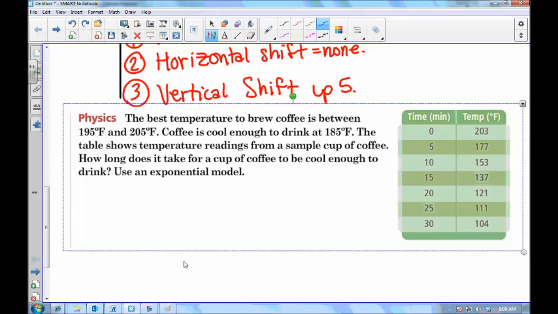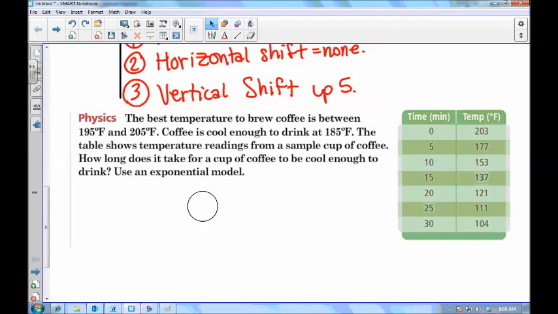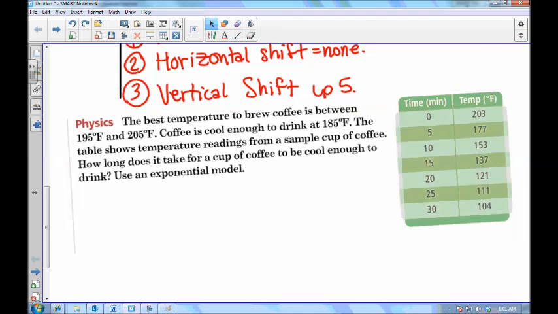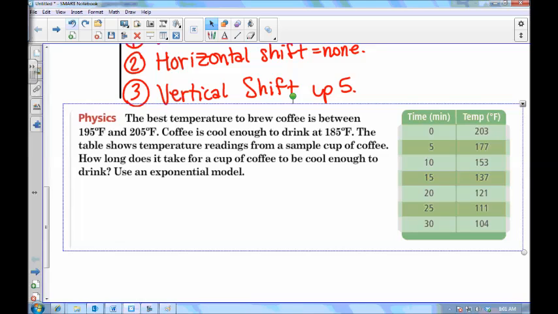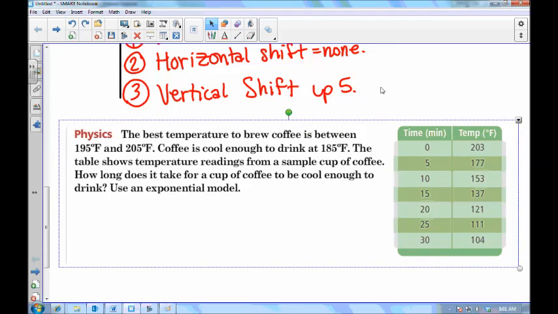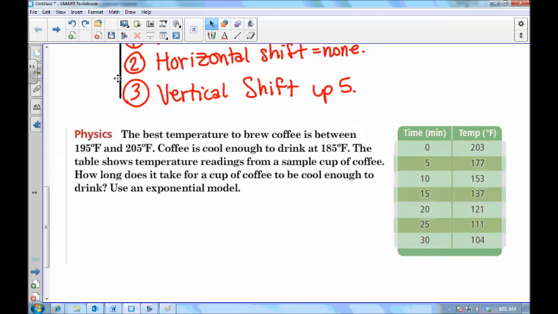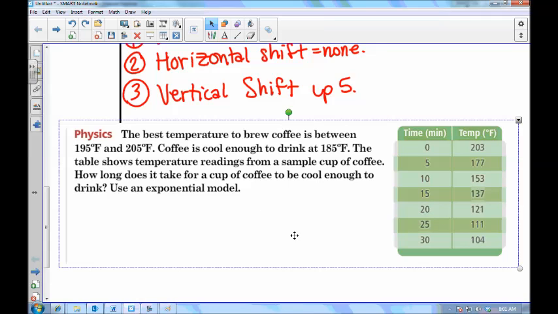Example 2. Please write down anything that sounds important. Let's just try this again. Okay. Example 2. I'll read it. Please write down anything that sounds important.